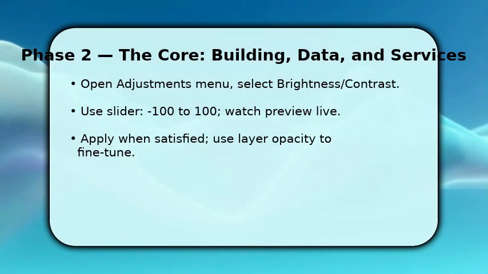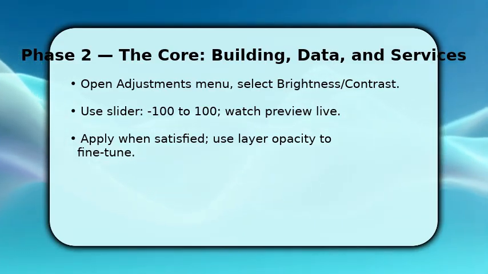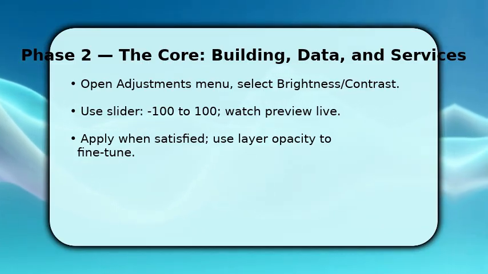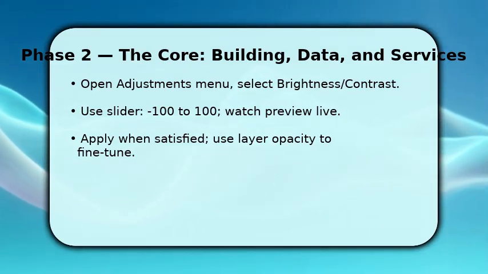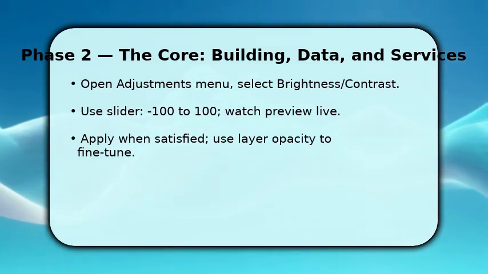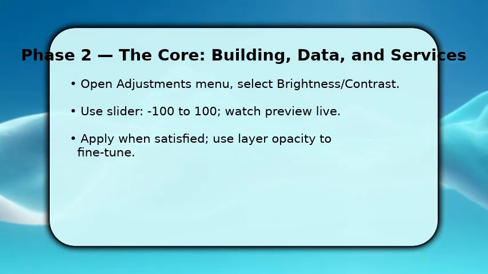Next, go to Adjustments and choose Brightness/Contrast to control tonal balance. Move the brightness slider slowly while watching the live preview. Small changes can have big impact, so aim for natural highlights and shadow detail. Use contrast alongside brightness to maintain depth. Increasing contrast preserves punch, decreasing it softens.